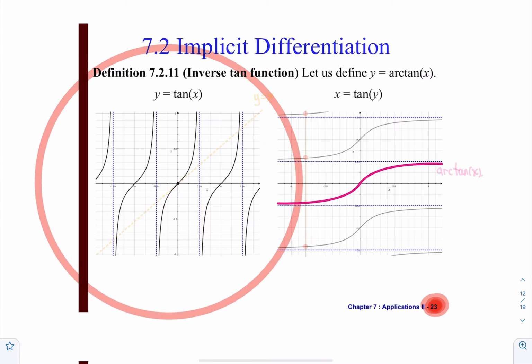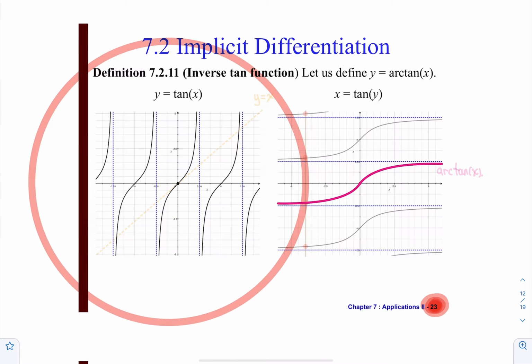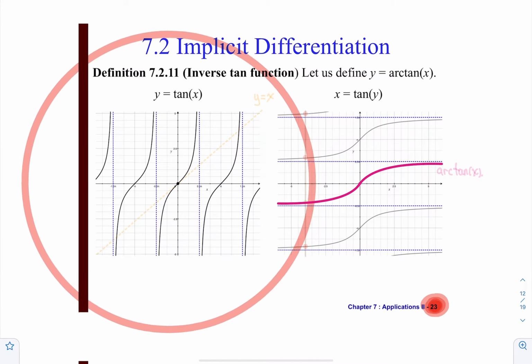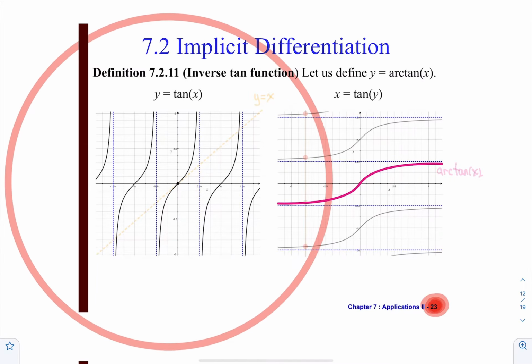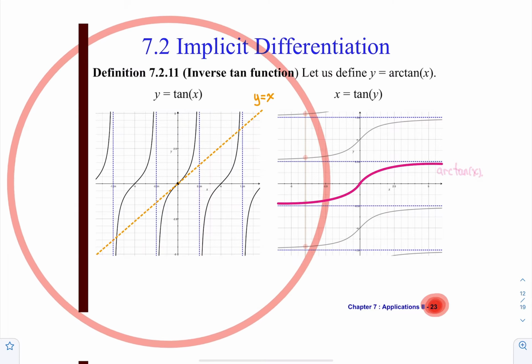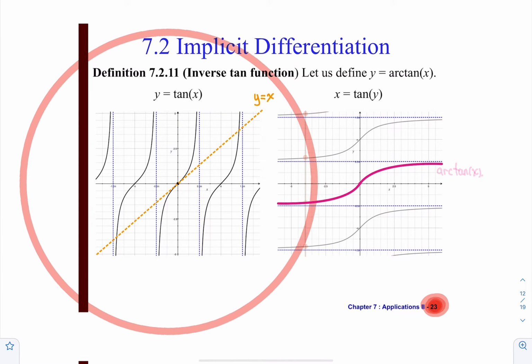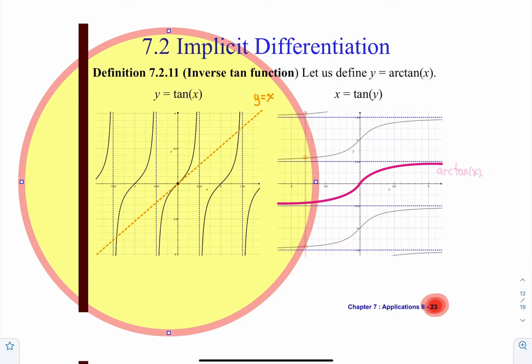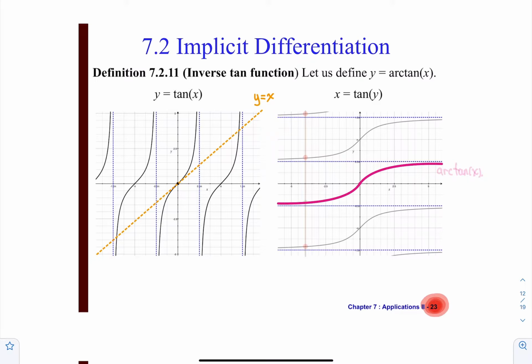Visually, when you're trying to graph the inverse of a function, you first take the line y equal x, and then you simply reflect your graph around that line. If you do so, you will go from the red graph to the gray graph on the right side.